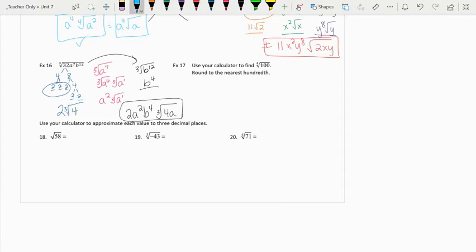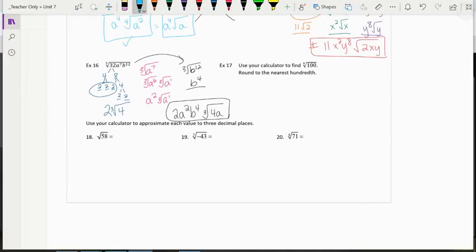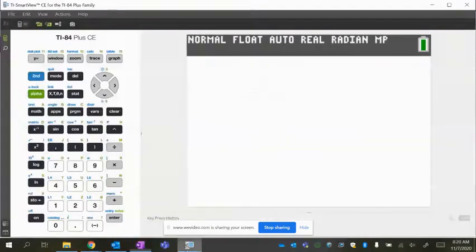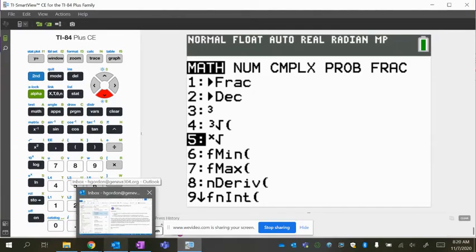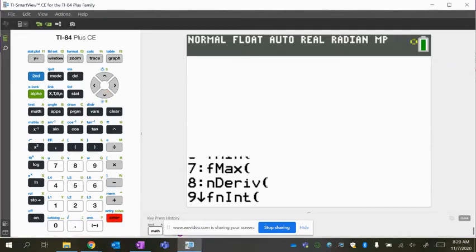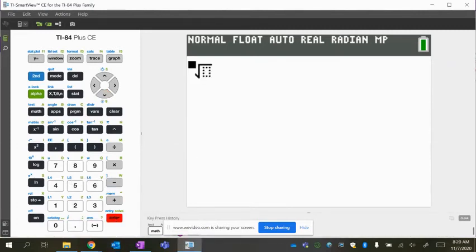All right, so for number 17, it says use your calculator to find the fourth root of 100, round to the nearest hundredth. So this is where you are going to have to use your math button, okay? And you'll end up using this one with the X, okay? For me, in this calculator, I can go in and type it in afterwards.